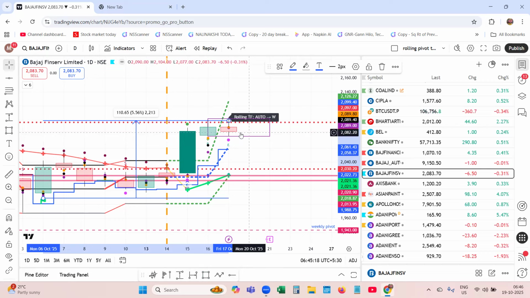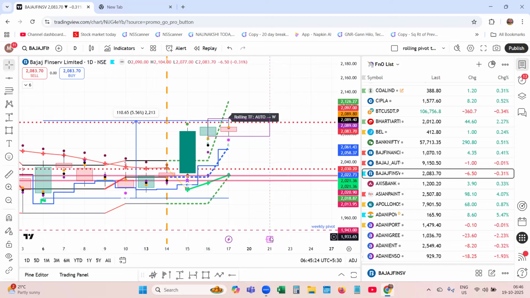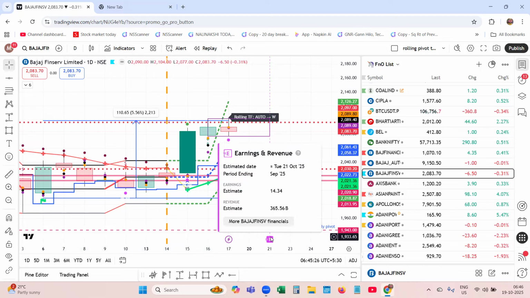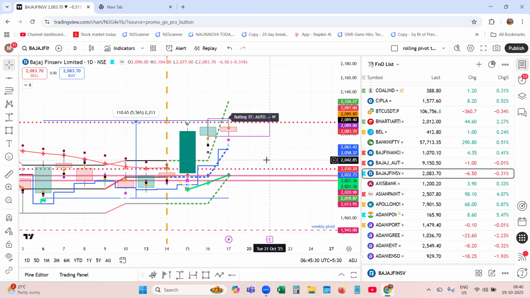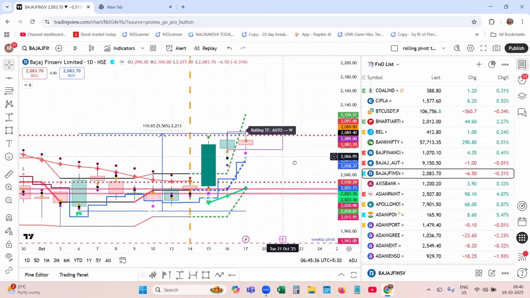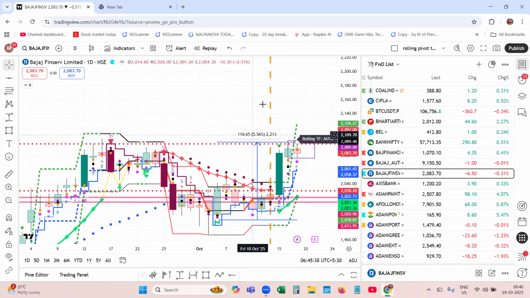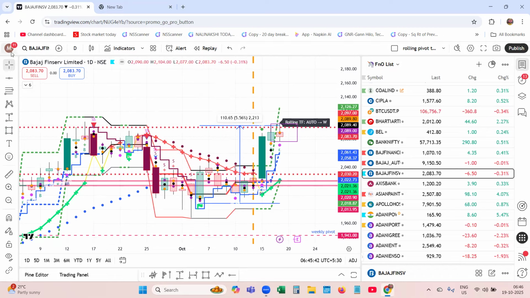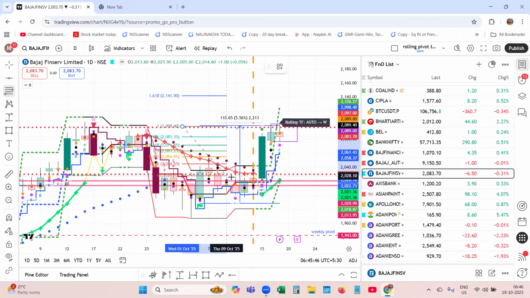It tactics, it comes down. So you can keep it in your watch list to observe, and the earnings is on 21st, Tuesday 21st. So that is on Deepavali day, it is going sideways. Probably if it gives a good result, there will be a huge breakout in this stock. Huge breakout you can anticipate in Bajaj Finserv.